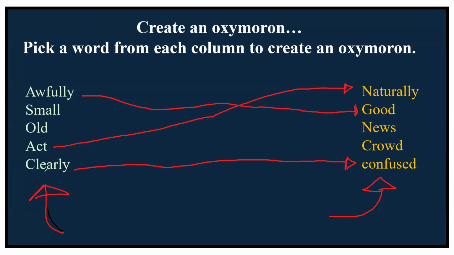So clear, if something's clear, it means we have no trouble with it. We have no problem understanding it, doesn't it? And confused means the opposite, but put together, it only means confused, doesn't it? And that's what makes it an oxymoron. Okay, we've got two more. Let's go back to the start of the list. Annabelle, can you see any other oxymorons?